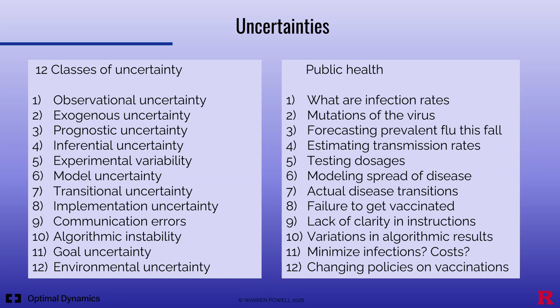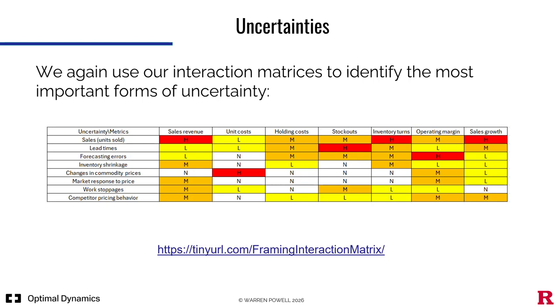Again, all these examples and the 12 classes of uncertainty are designed to prompt you, to have you thinking about different ways uncertainty may arrive. Now, once again, you may end up with a very long list of uncertainties and you're throwing your hands up and saying, well, do I have to deal with all of these? Once again, turn to your matrix.